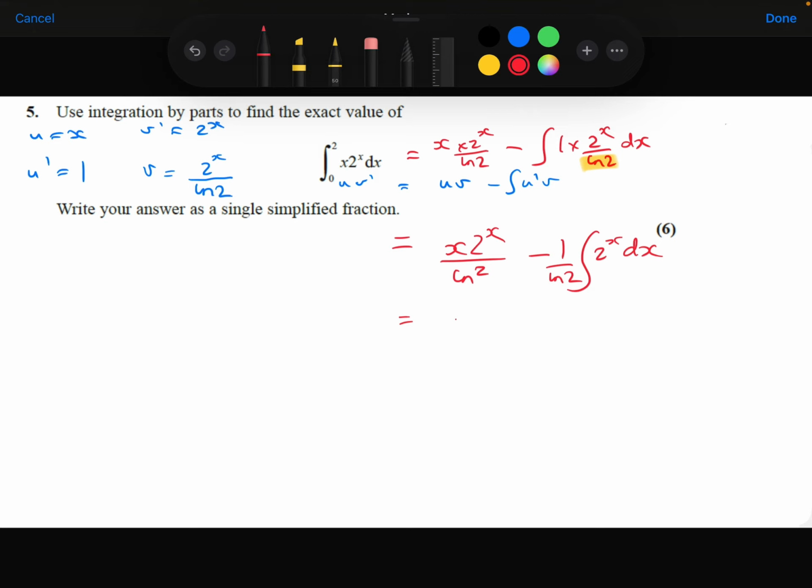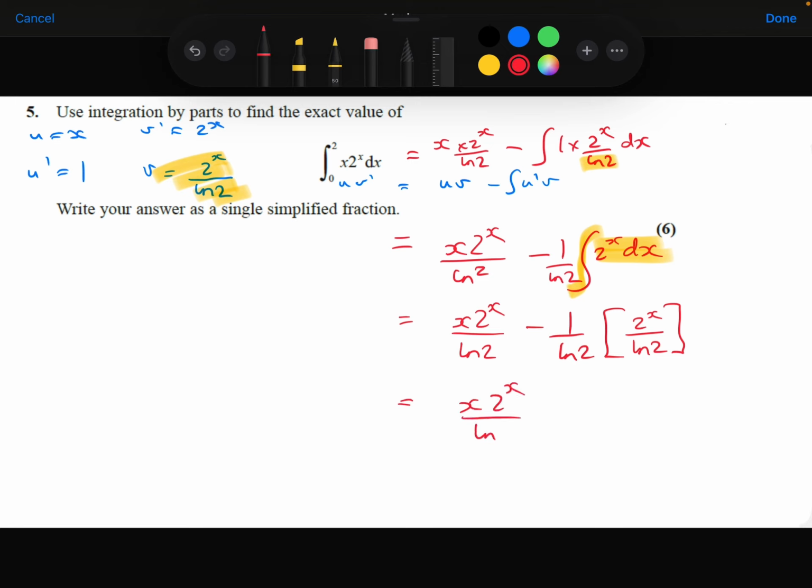Right, let's do that second integral now. So we'll just copy that term down. We've got the 1 over ln2, and integrating the 2 to the power x dx, we've already done that. I explained that a couple of moments ago. It's just 2 to the power x over ln2. So, just simplifying all of that then, we'll get 2 to the power x. We've got the ln2 times ln2, which is ln2 squared.